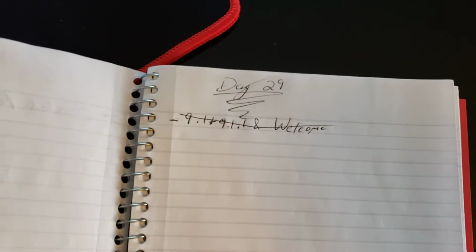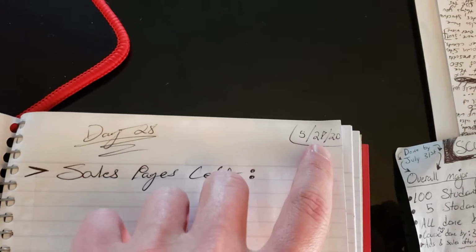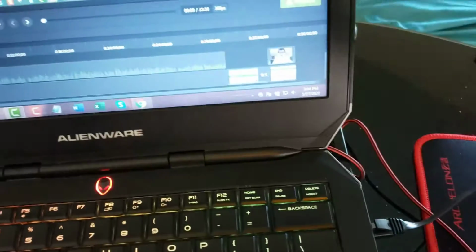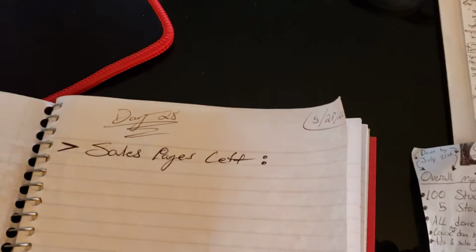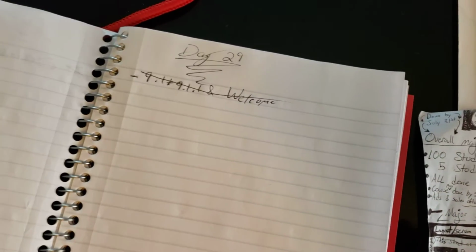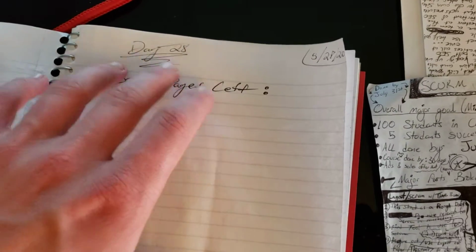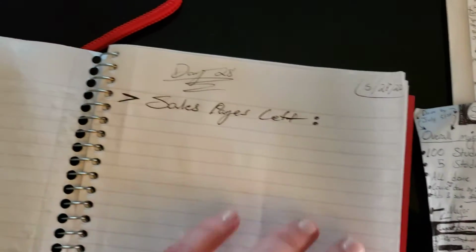So literally today is the 29th day. I haven't even marked what today is. Wait, today's not the 27th. Maybe I did something weird here, or maybe this is tomorrow. I don't know, but today is either the 28th or 29th day, one of these two. So I literally have like 2 days left to get everything done, and I don't think I'm going to get everything done.